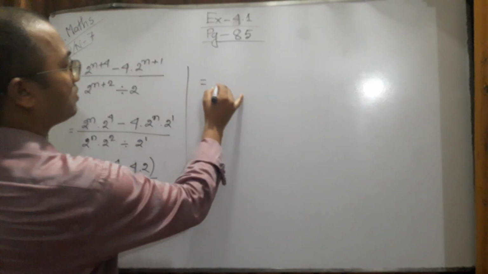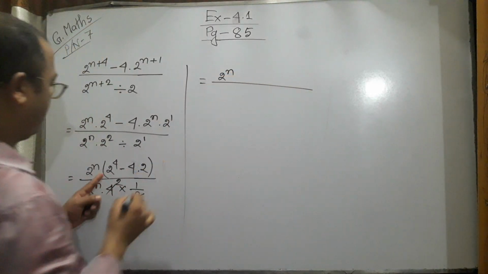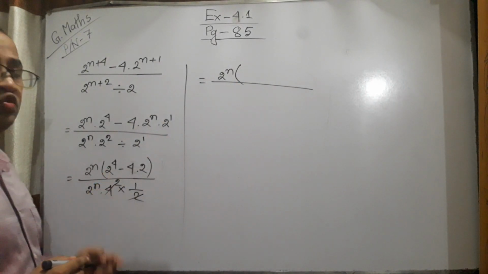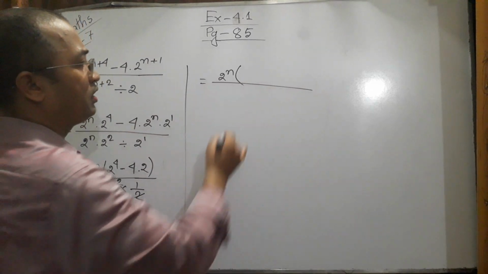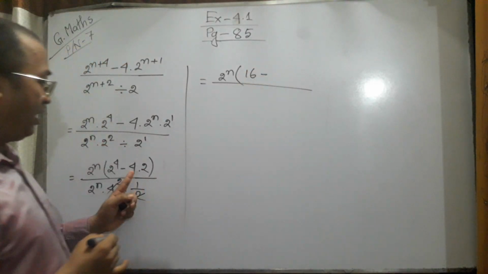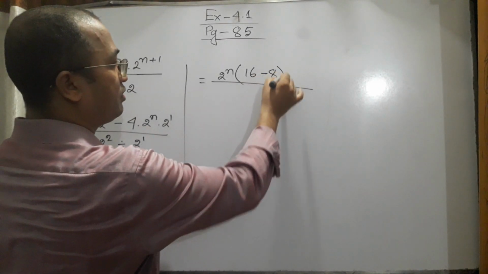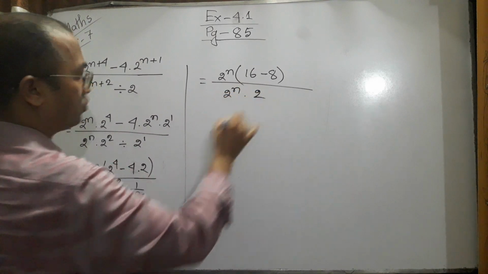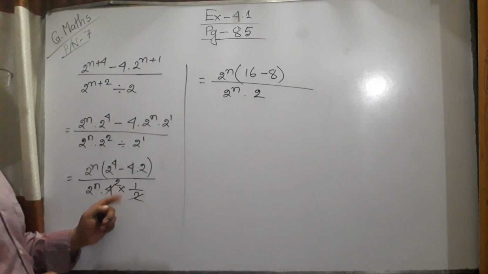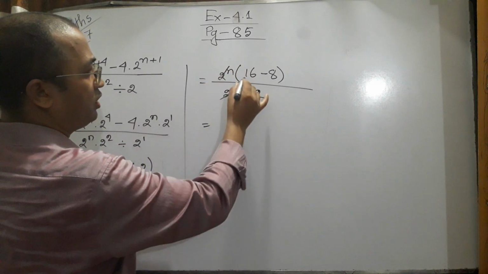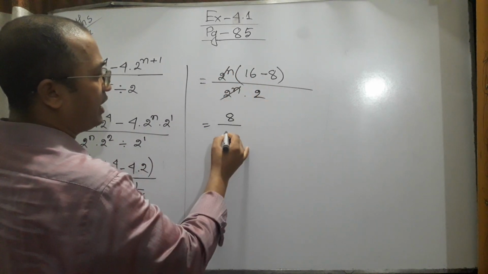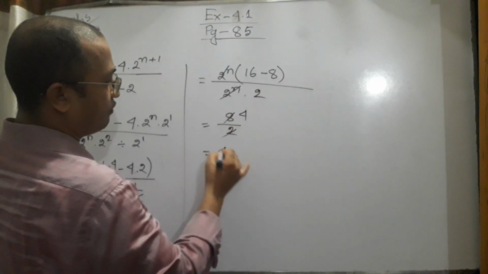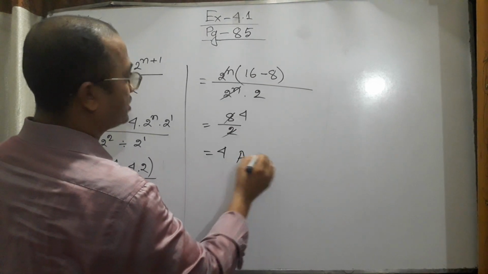Now look, 2^4 means 2 will be multiplied 4 times, it will be 16. 16 minus 4 twos are 8, so 8. Now look, the denominator will be 2^n into 2. Now cancel 2^n. It will be 8 over 2, so it will be 4. 4 is our answer for this question.